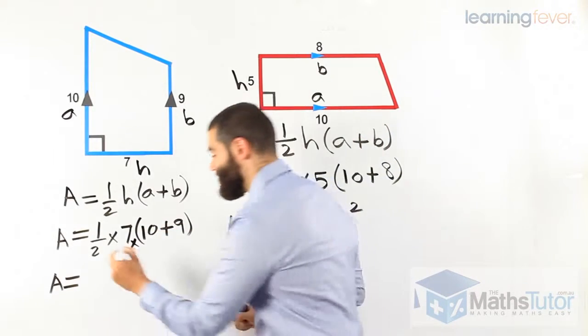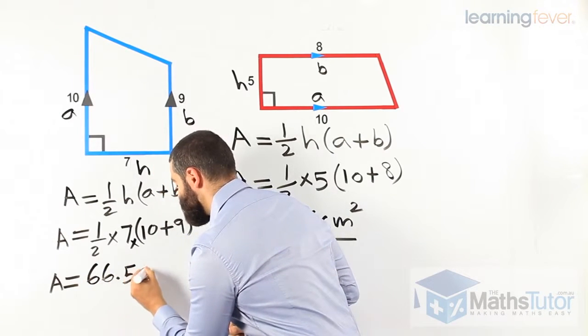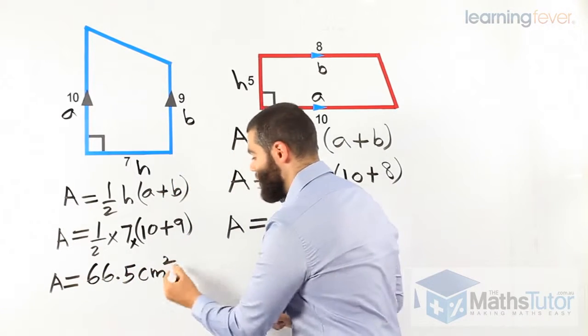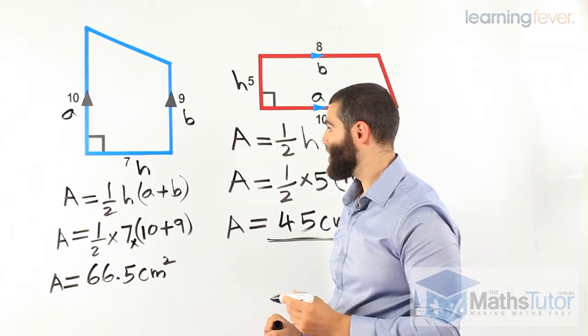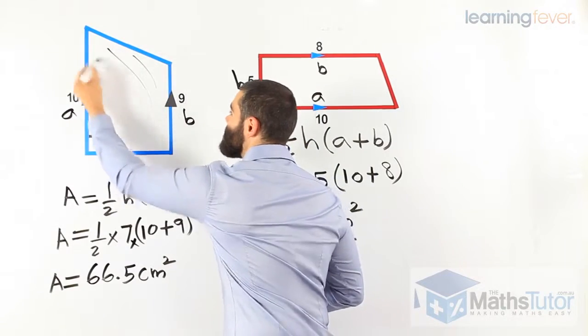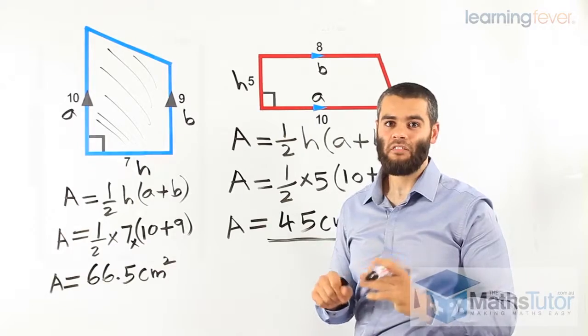You're going to get 66.5 square centimeters. Always remember the squared. That's our answer. 66.5 square centimeters is the area inside this trapezium. Let us do another example or two.